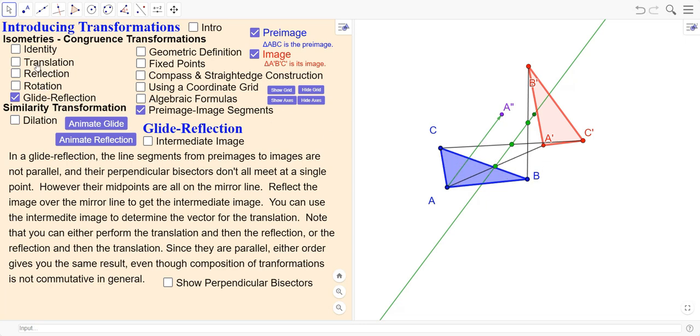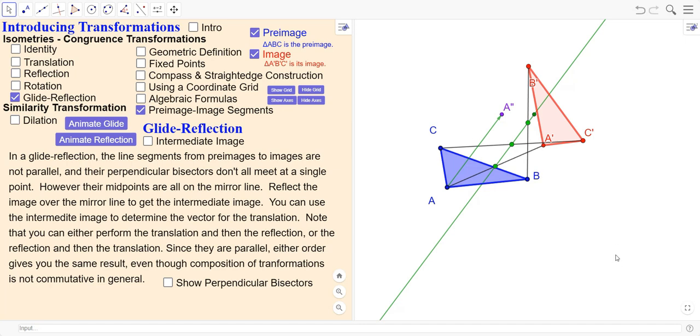Now remember, let's review. If it's a translation, those would all be parallel and the same length. If it's a reflection, they're going to be parallel, but not necessarily the same length, but the perpendicular bisectors will all be the same. The midpoints will be in a line. If it's a rotation, they're neither parallel nor the same length, and the midpoints will not be in a straight line, but you can do their perpendicular bisectors. They will intersect at a single point, which is your center point. For a glide reflection, when we connect up the line segments from pre-image to image point, they're not necessarily the same length.